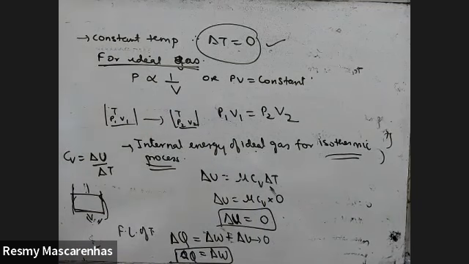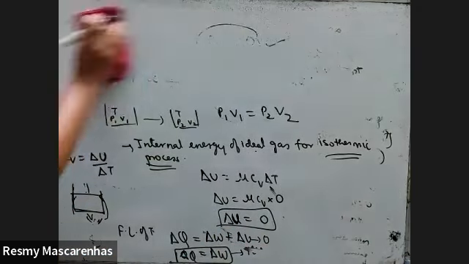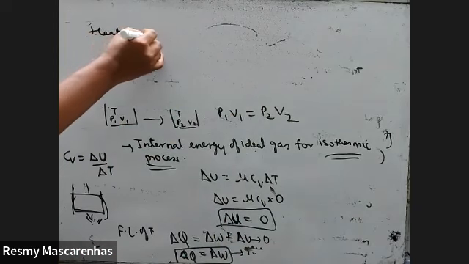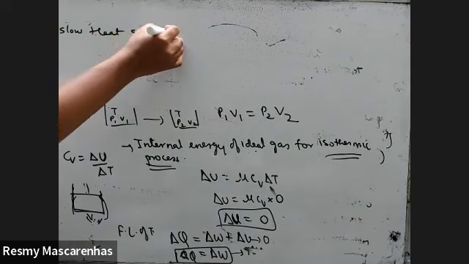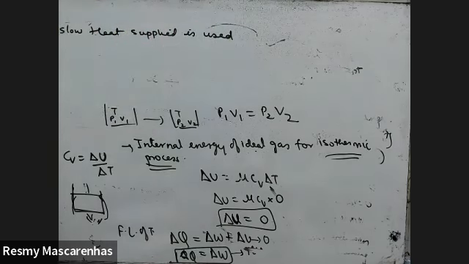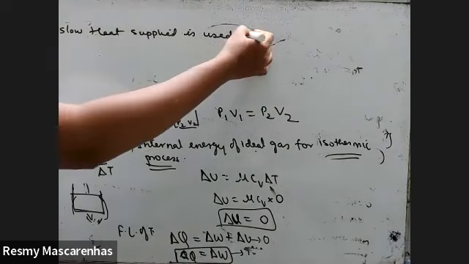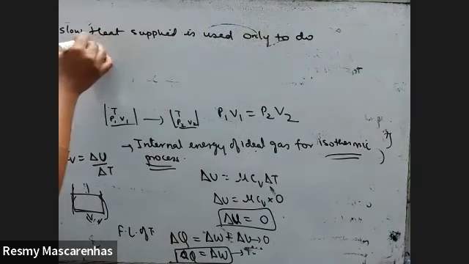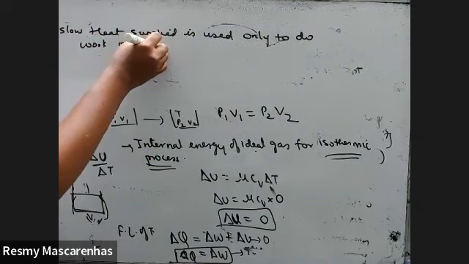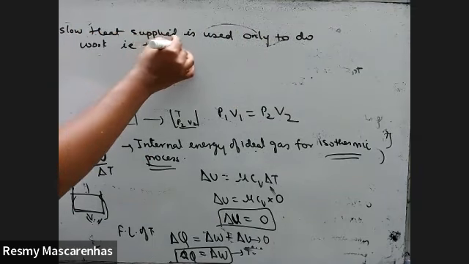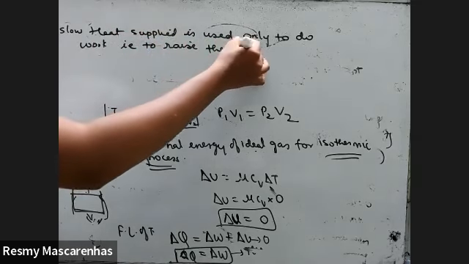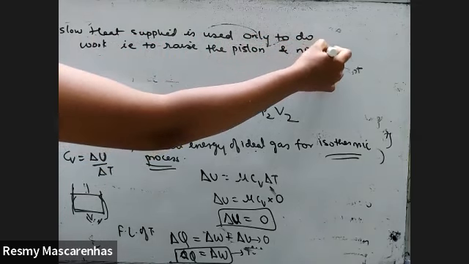This is for an ideal gas. Now in general, you can write it in your own words: slow heat supply is used only to do work, that is, to raise the piston, and not on internal energy.